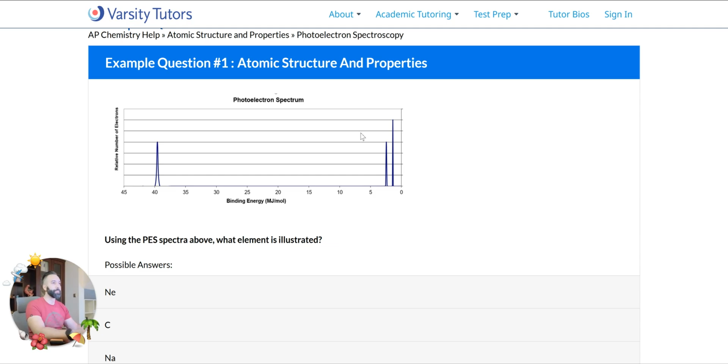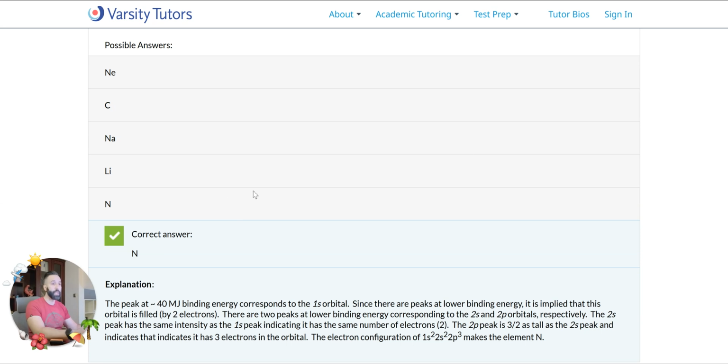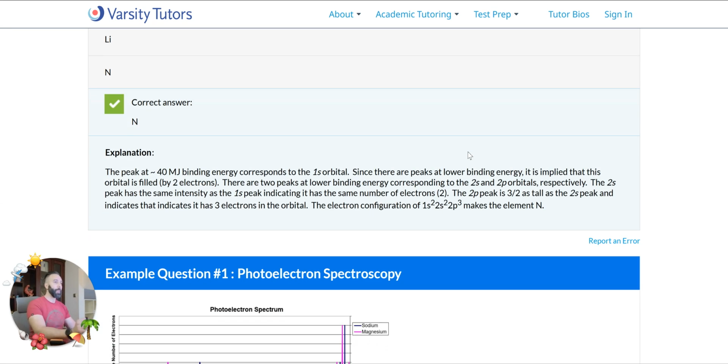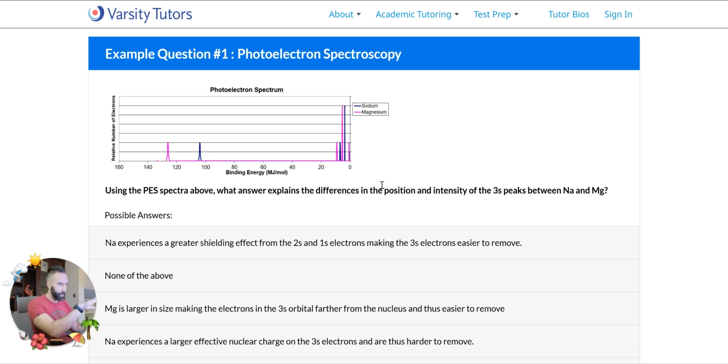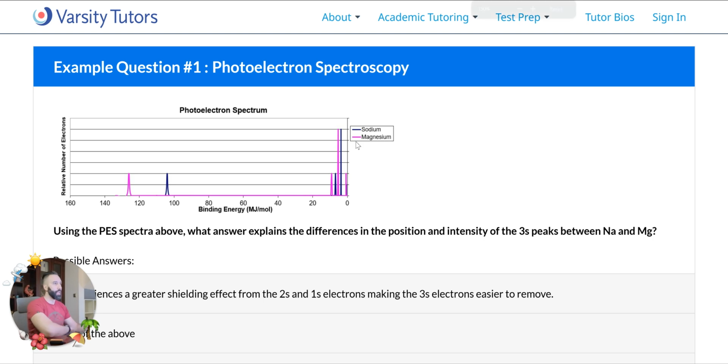So let's see. I hate that the answers are open. Wait. Take a look at this. First, let's forget what the question is and just analyze this. See, there are 2 elements on this spectrum: sodium and magnesium. Sodium is blue, magnesium is purple. And because this has the highest binding energy, it's obviously an s orbital, and it's full for both magnesium and sodium.